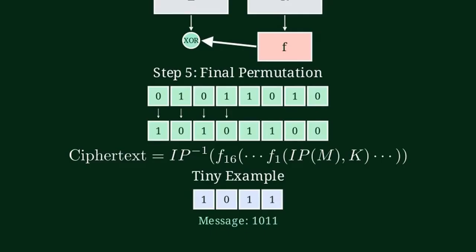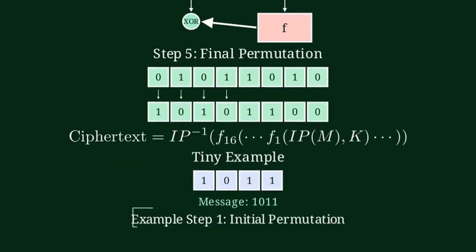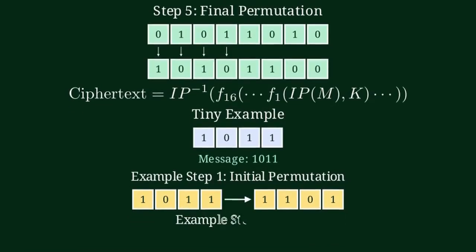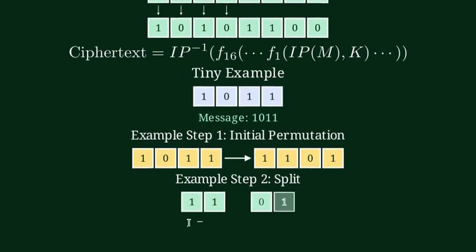Our message is 1011. Step 1. Initial permutation. We move the last bit to the front, so 1011 becomes 1101. Step 2. Split into halves. The left side is 11, and the right side is 01.